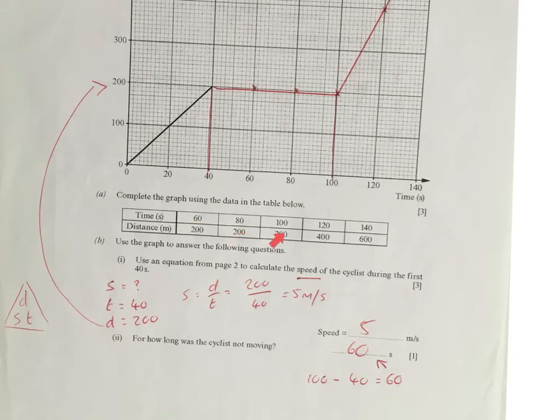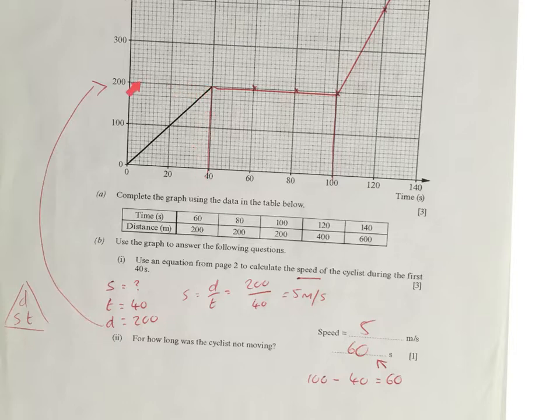So you're given some numbers, some data, and you need to plot this, which I've done. And then you're going to use an equation from page 2. It's going to be this equation, because you're going to calculate the speed. You're given a distance, you're given a time, so it's speed equals distance over time. And it wants you to do it for the first 40 seconds. So your time is going to be 40 seconds.